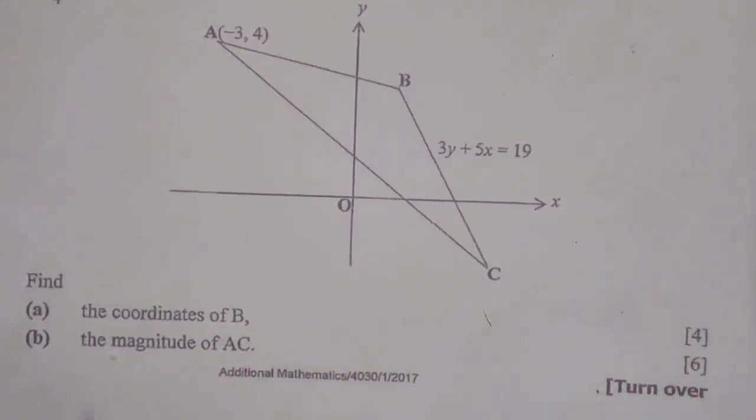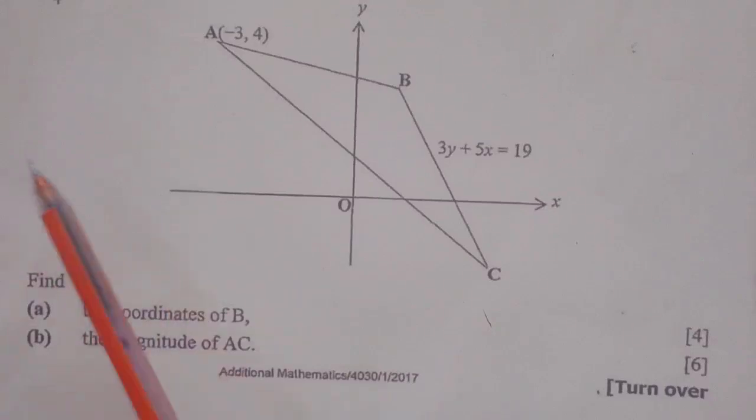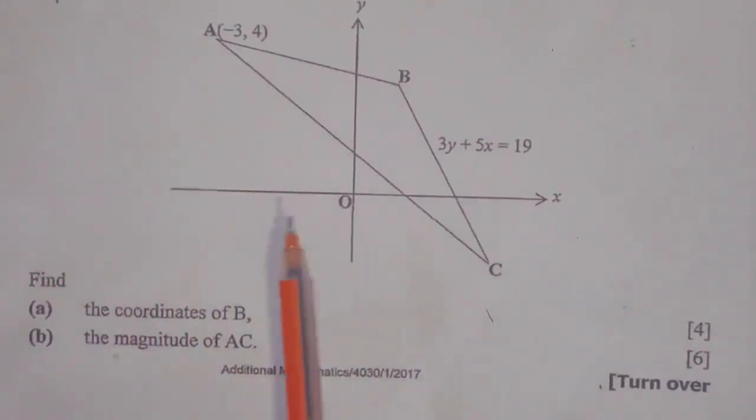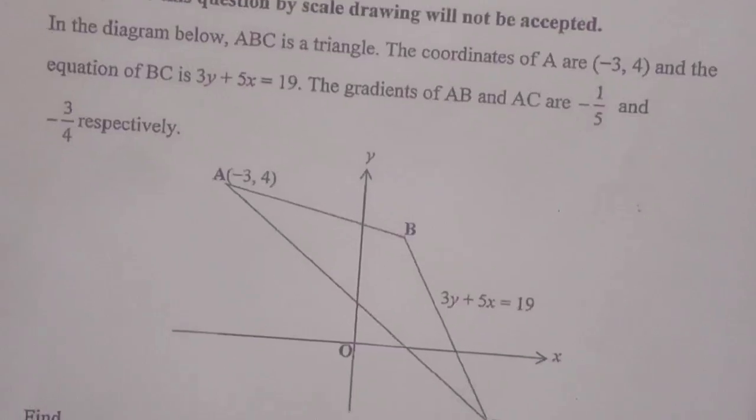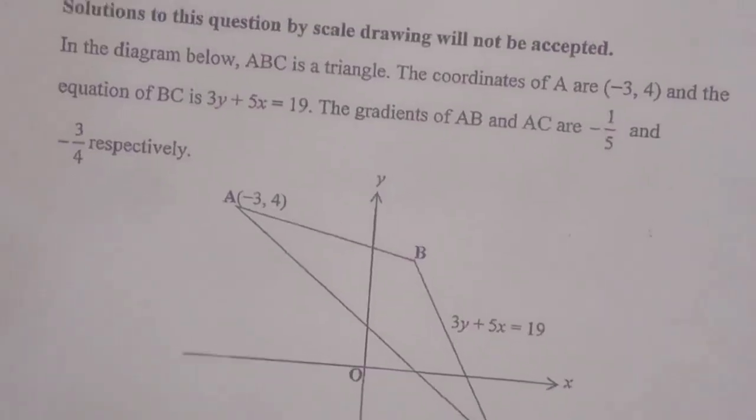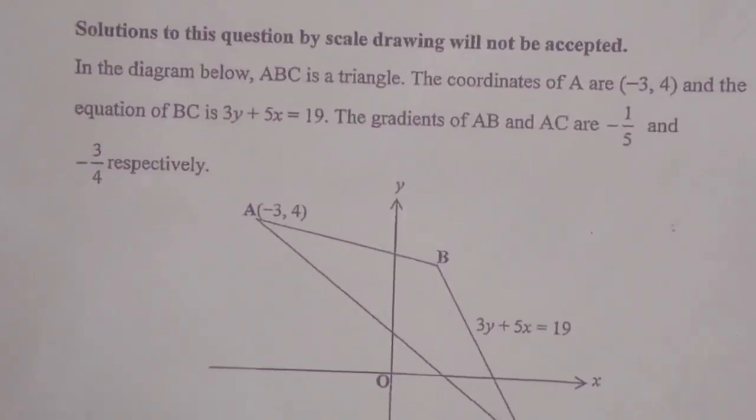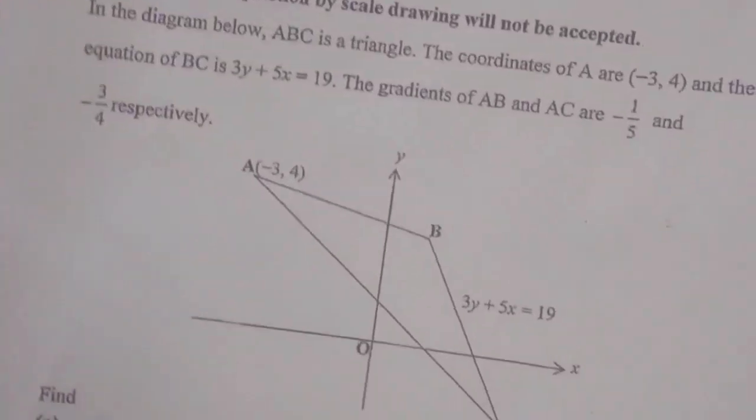As you can see here. And then question b says find the magnitude of AC. Magnitude is the same as distance. So let's just read the question again so that we clearly understand and take note of important things as we are reading the question.